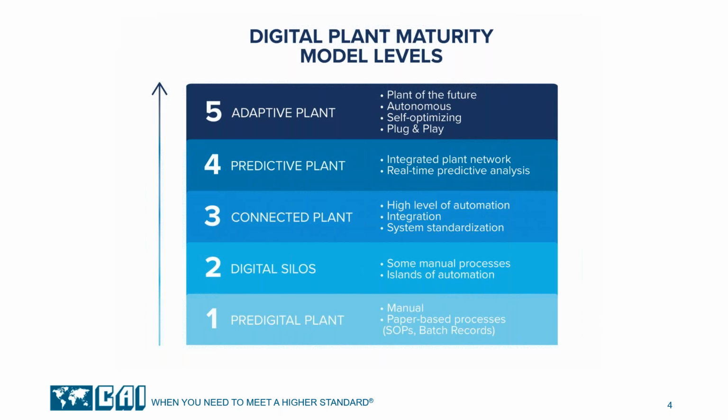Level 2, digital silos. We have some automation, but they're islands, right? The bioreactor doesn't talk to the chrom skid, doesn't talk to the EAM system. We may have an ERP system for finance and an EAM system for maintenance management, but they don't really converse.